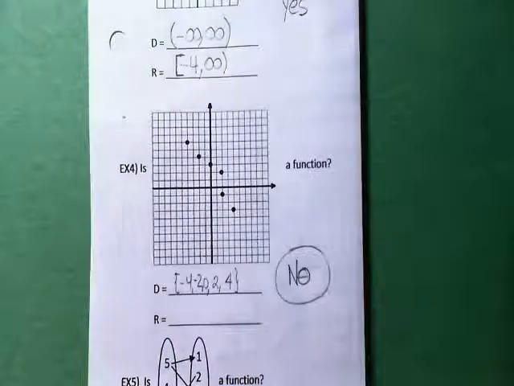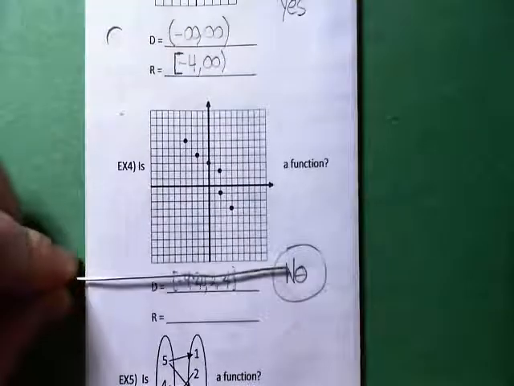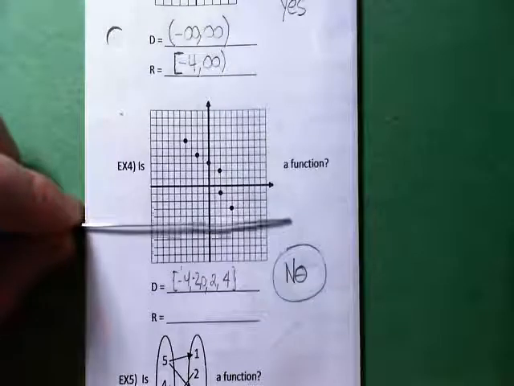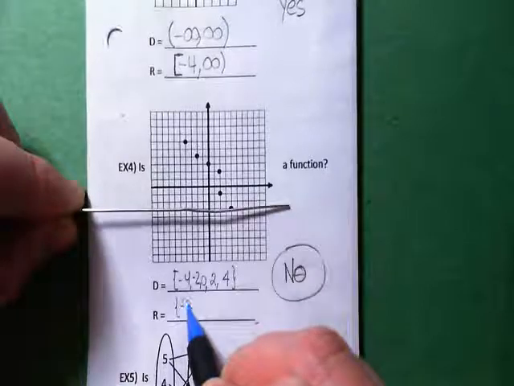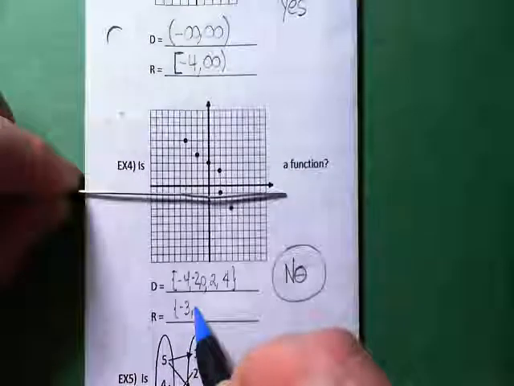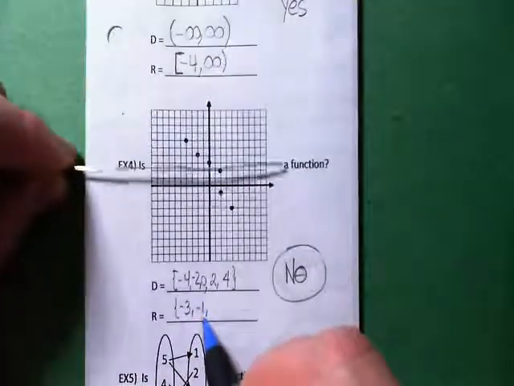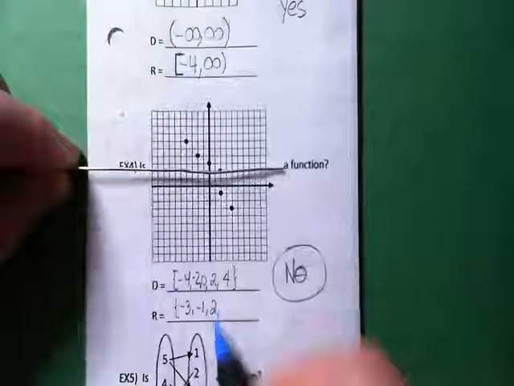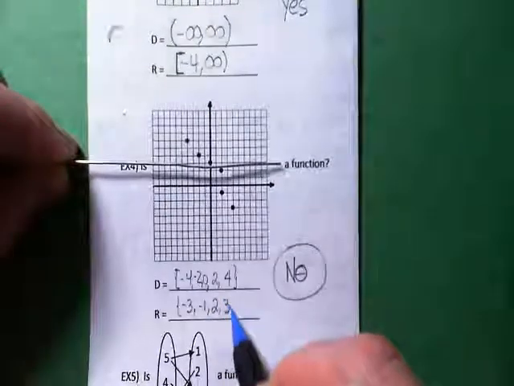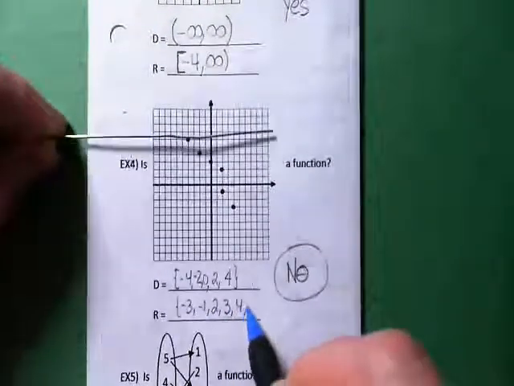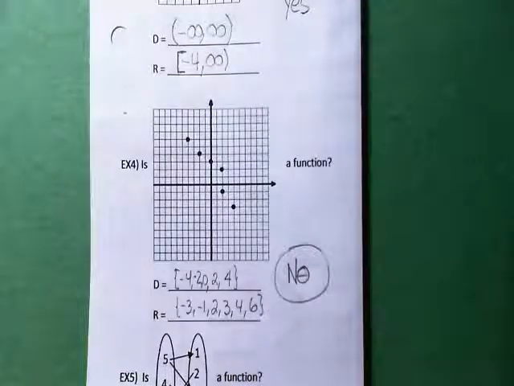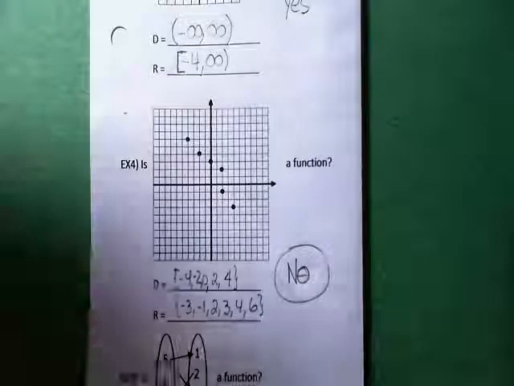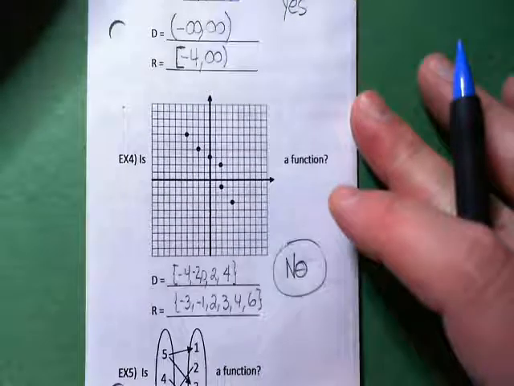Now for the range, you're going to start from bottom up. So starting from the bottom, where's the first place I touch the point? First place is at -3. Next point is at -1. Next point is at 2. And then 3, 4, and 6. Alright, very well. So that is my domain and range for example number 4.